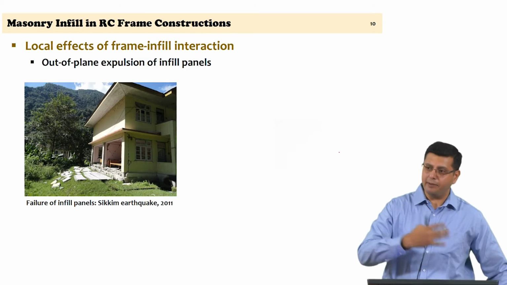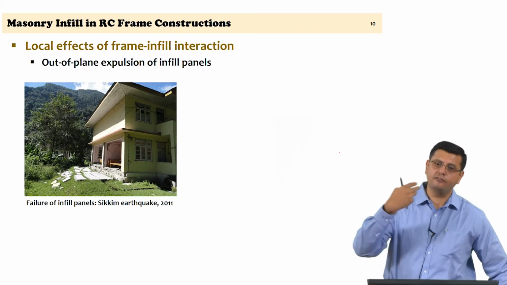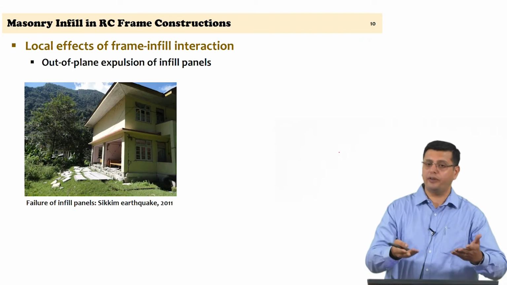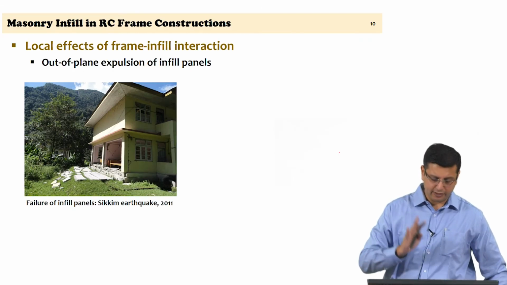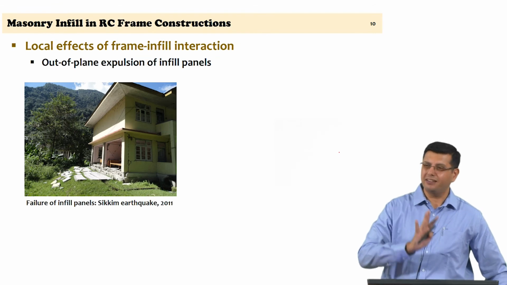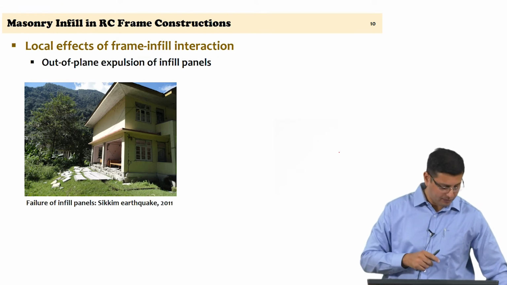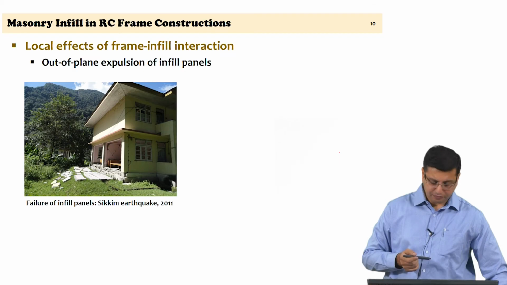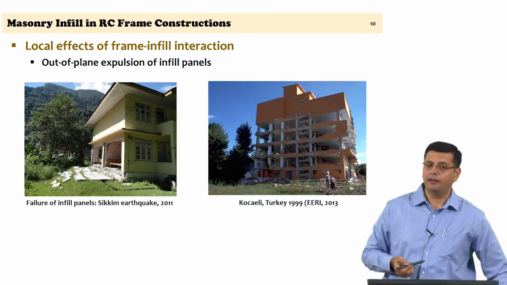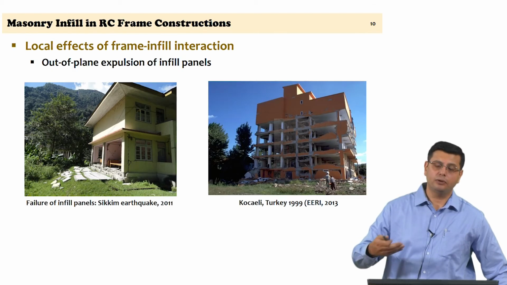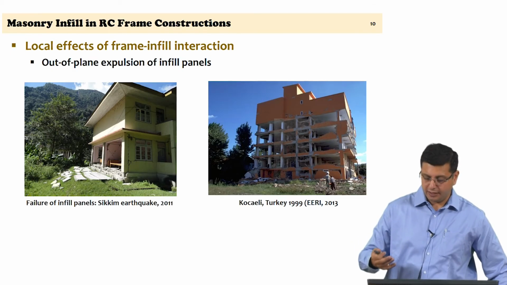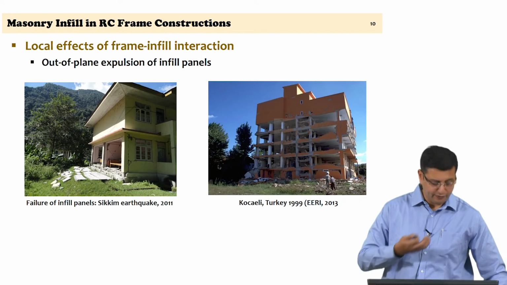Infill panel gets damaged, and then the damaged infill panel, which is no longer confined, can also fail in the out of plane direction. In this particular case, you can see how infill panels have been completely pushed out; that they have not been well confined within the frame could be one of the reasons. In multi-storied structures, you can imagine a falling panel from a 3, 4 or 5 storied structure is going to be a serious life safety hazard.